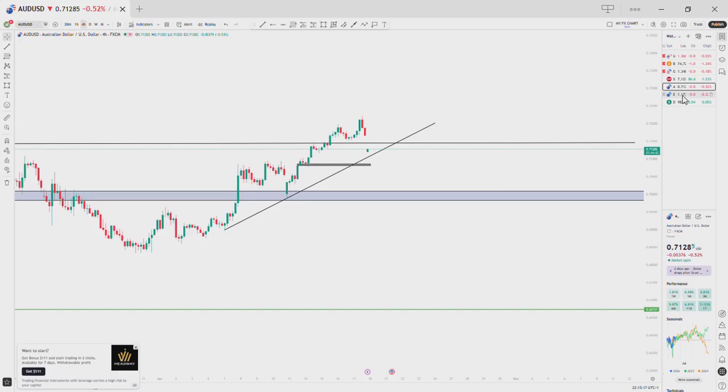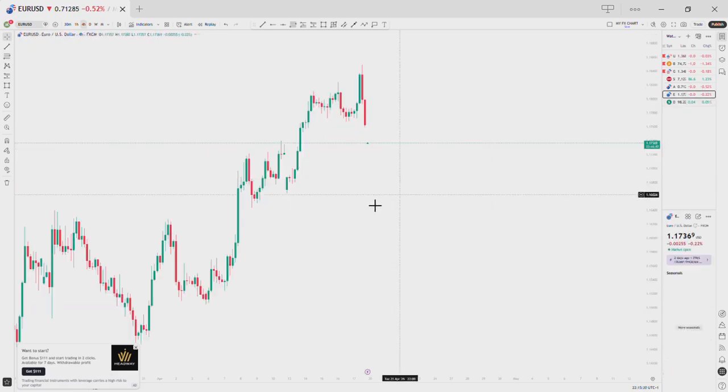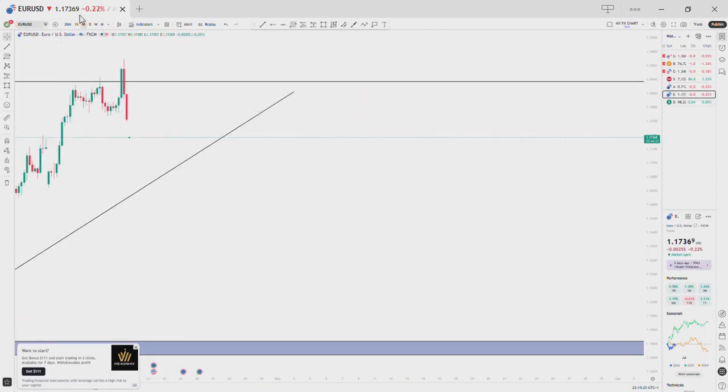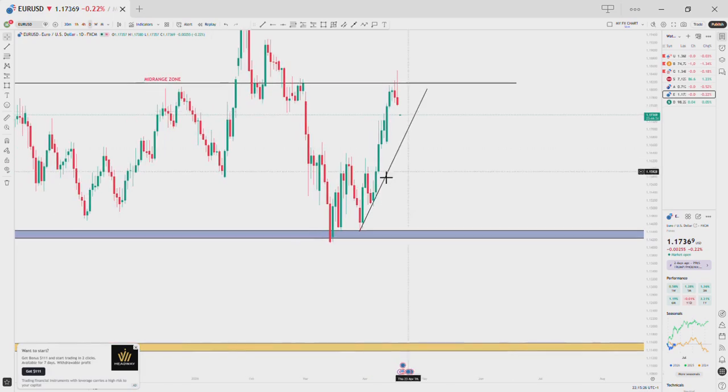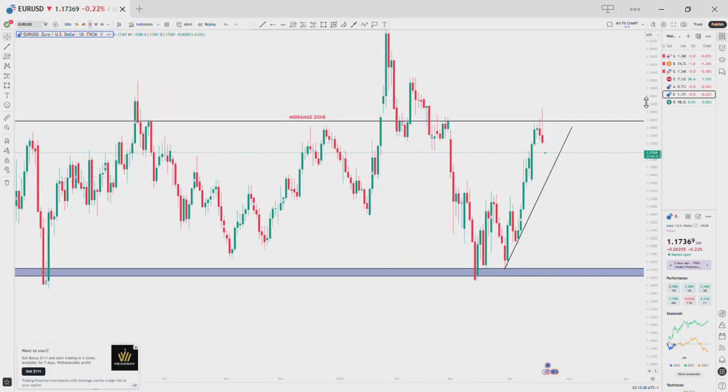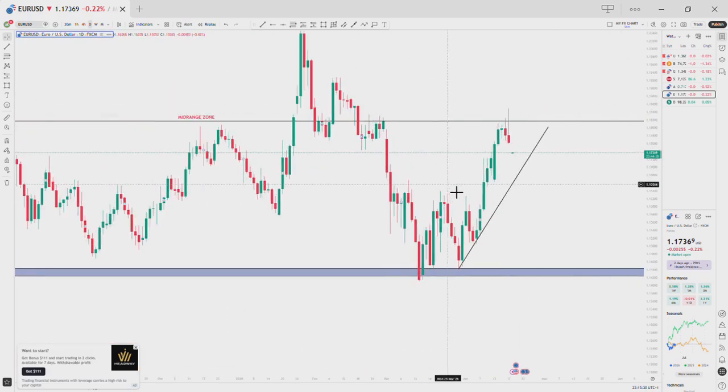Alright. And for EURUSD, I don't think I have anything on EURUSD. Yeah, for EURUSD, okay, it's looking like it's forming a falling knife right around here.